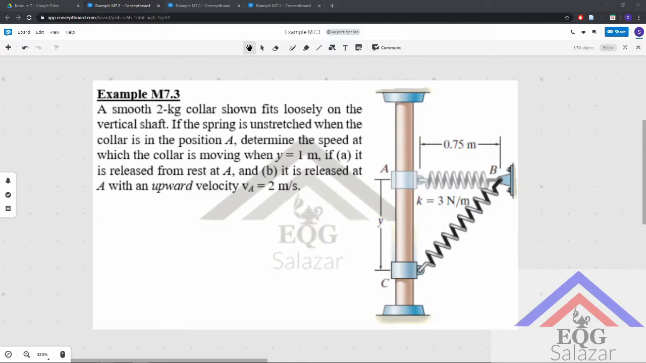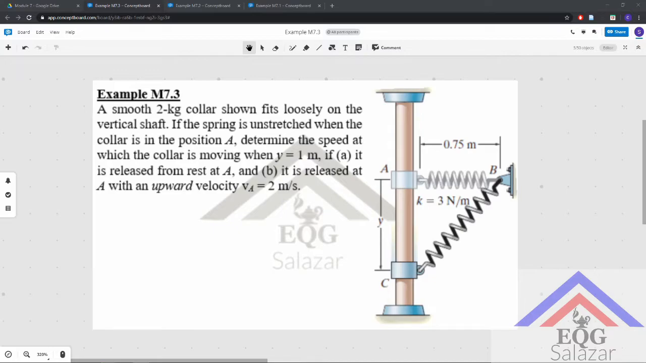Example M7.3, a smooth 2 kilogram collar shown fits loosely on the vertical shaft. If the spring is unstretched when the collar is in position A, determine the speed at which the collar is moving when y equals 1.